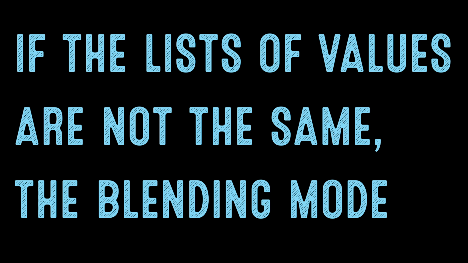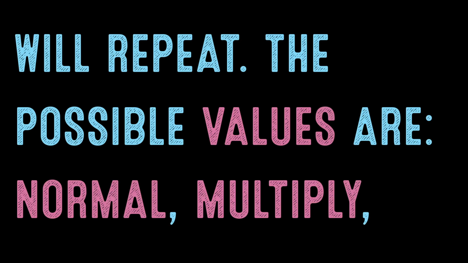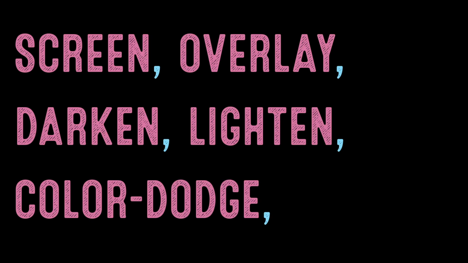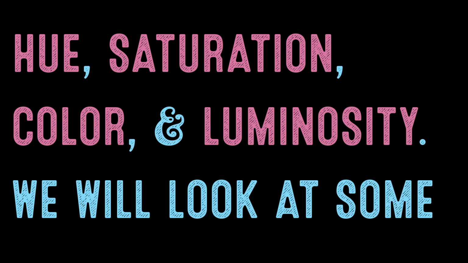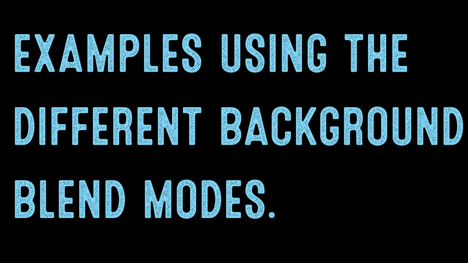If the lists of values are not the same, the blending mode will repeat. The possible values are normal, multiply, screen, overlay, darken, lighten, color-dodge, color-burn, hard-light, soft-light, difference, exclusion, hue, saturation, color, and luminosity. We will look at some examples using the different background blend modes.